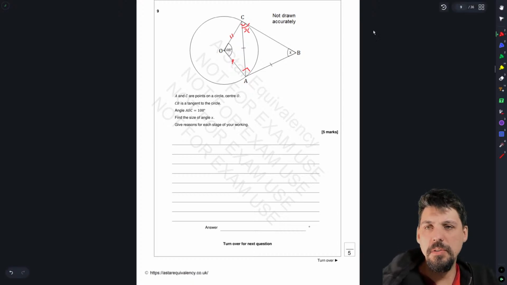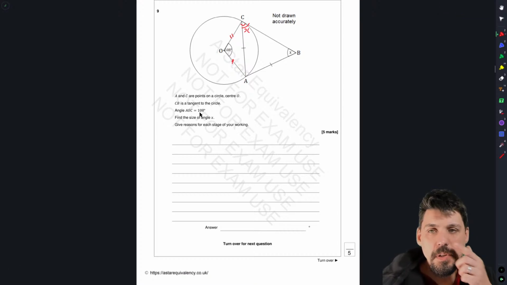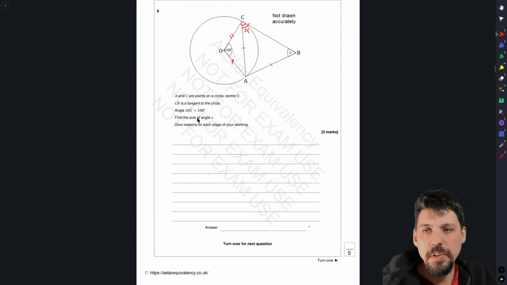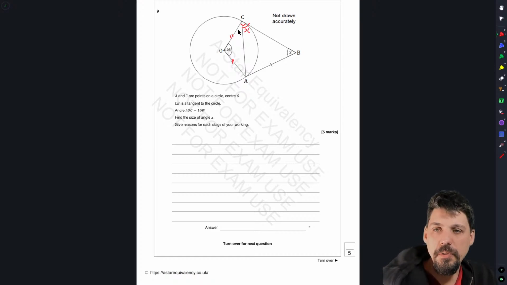Oh, they're not right angles. No. CB is a tangent, but AB is not. So that's interesting. Okay, so we do have to do a little bit of work.